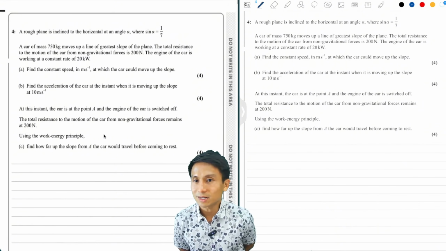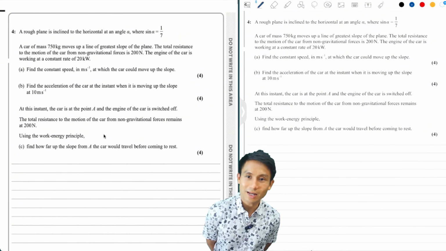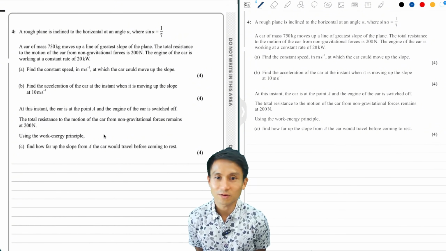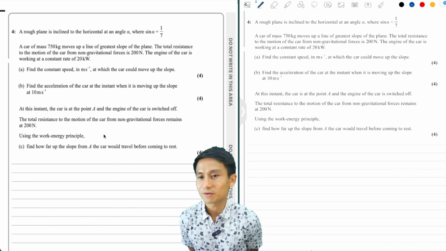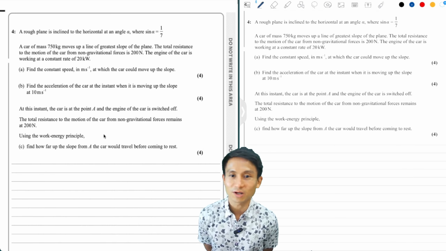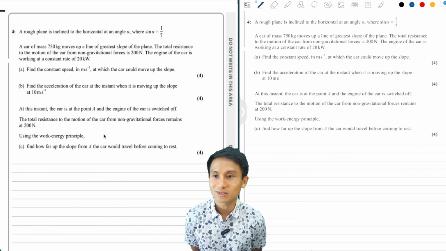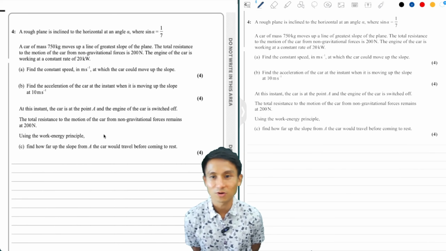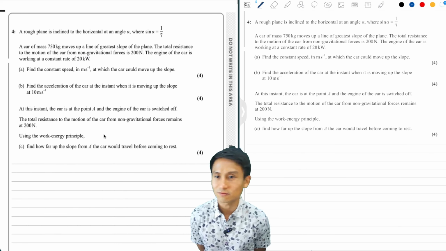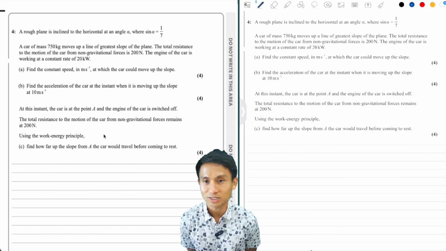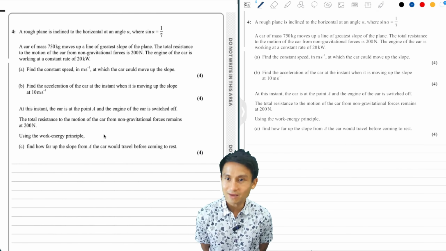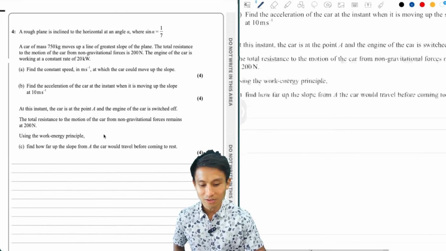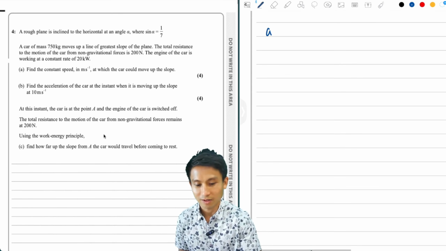A rough plane is inclined to the horizontal at an angle α, where sin α is 1 over 7. A car of mass 750 kilograms moves up a line of greatest slope of the plane. The total resistance to the motion of the car from non-gravitational forces is 200 newtons. The engine of the car is working at a constant rate of 20 kilowatts. A, find the constant speed in meters per second.